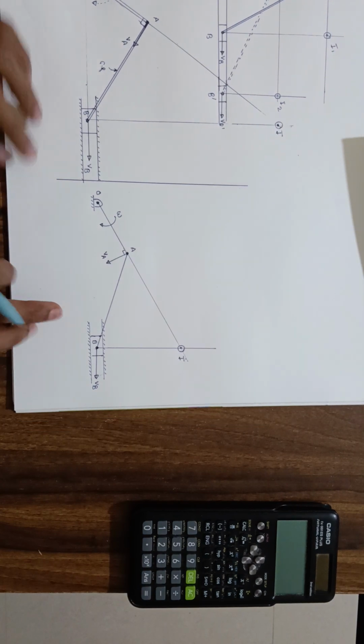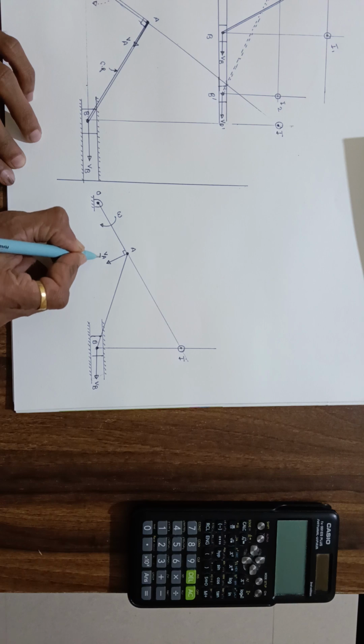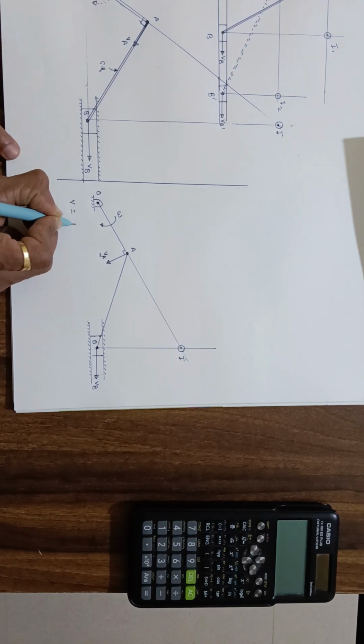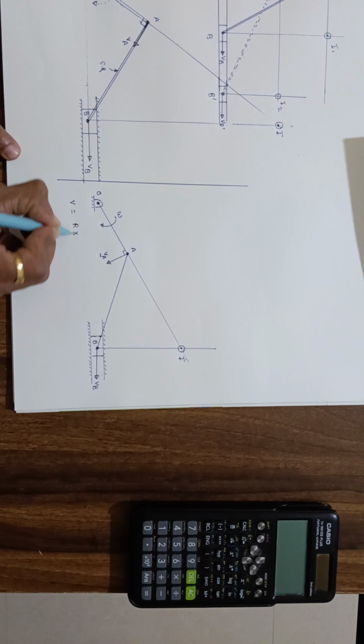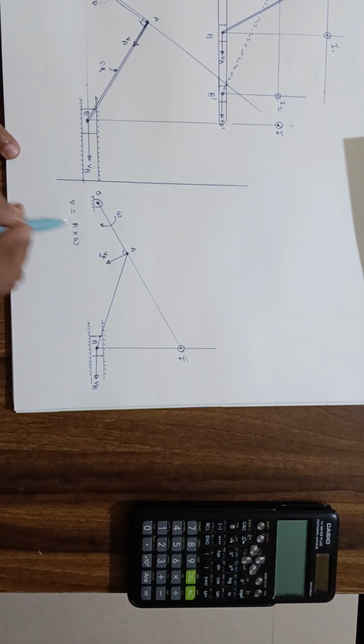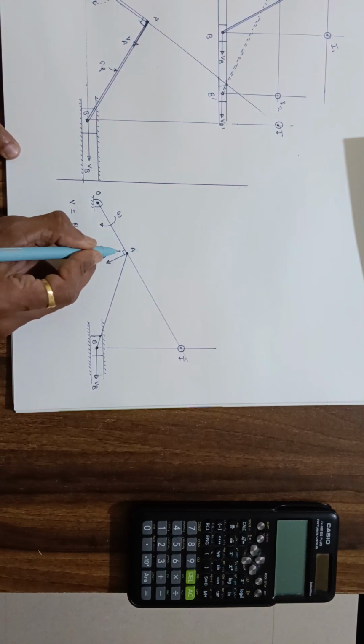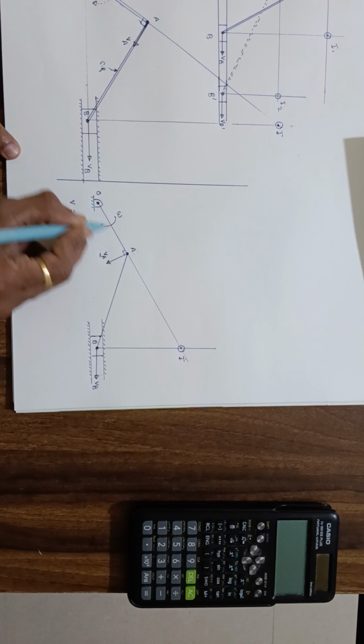After this, we have to use the equation. First use the equation for VA. So the basic equation is V equal to R into angular velocity. Now first consider this point A, it is part of crank OA.